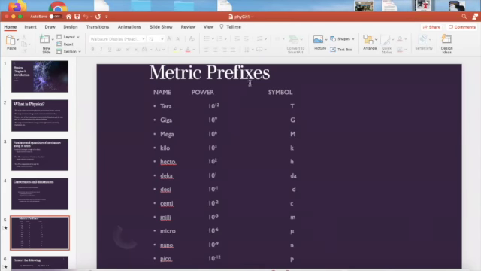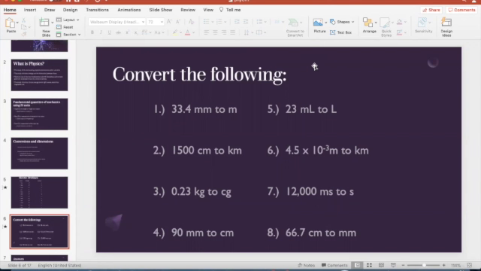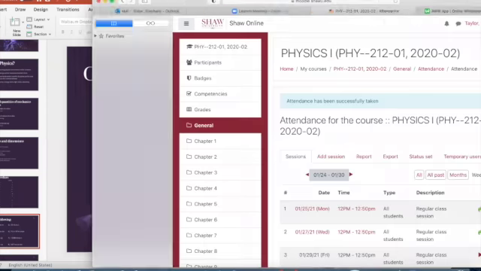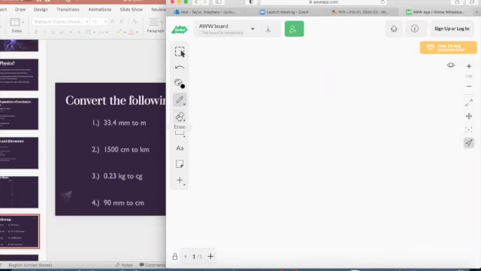I have your prefixes here as well, so you can look at them here or in your book. What I'm going to do is work with you through some conversions so you can get the hang of how we go back and forth between conversions. Let me pull up my whiteboard here. Number one, we are going to convert 33.4 millimeters to meters. I know this is class through Zoom, but you guys do need to be taking notes.